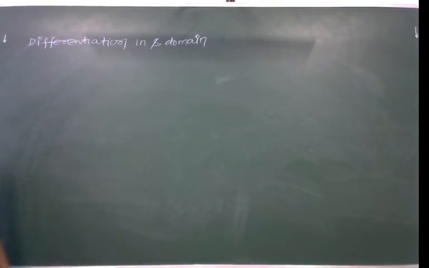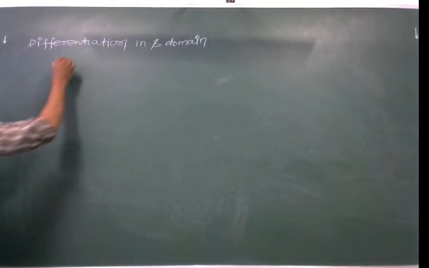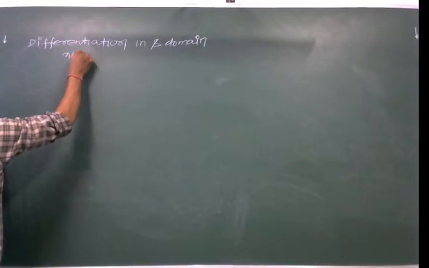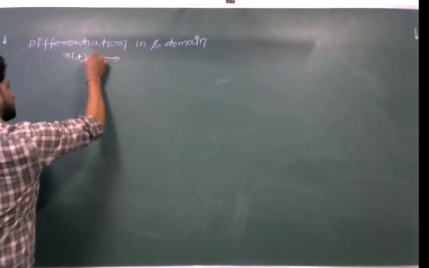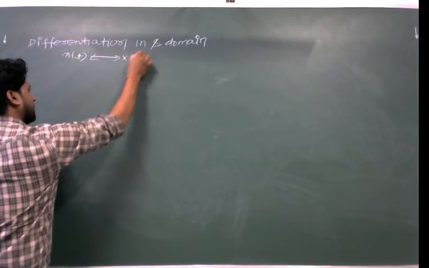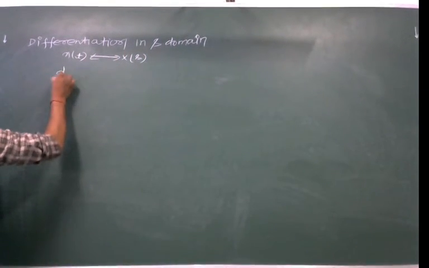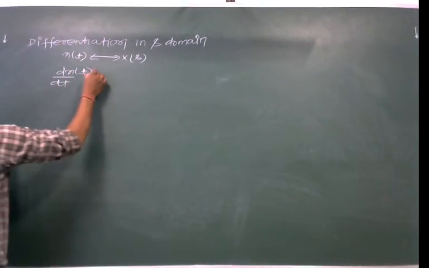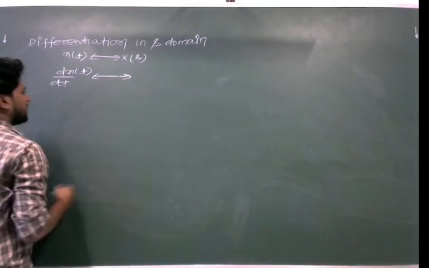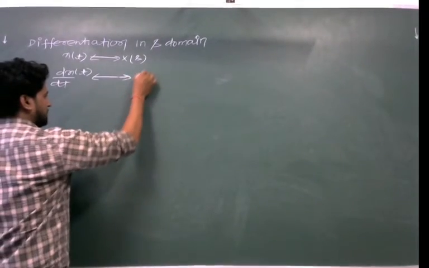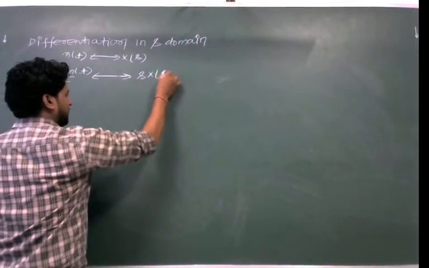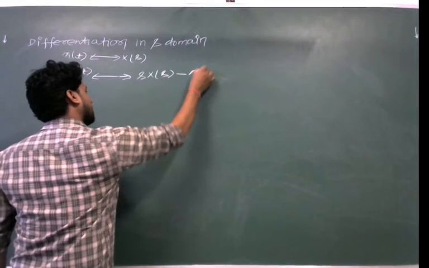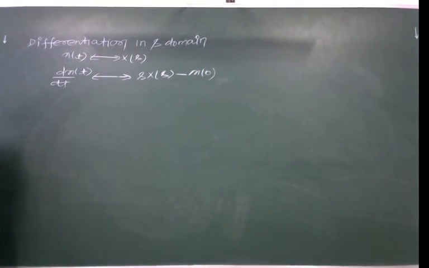Differentiation in s domain. Earlier we have seen that if a signal x(t) has the Laplace transform X(s) and it is differentiated in the time domain, then this will result in a transform of s times X(s) minus x(0).